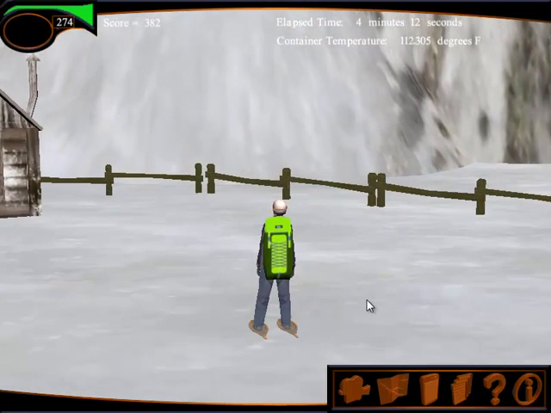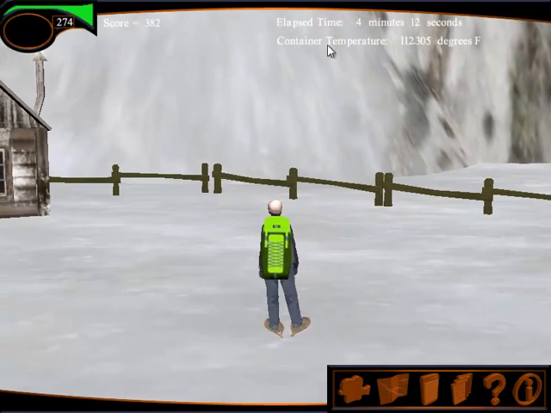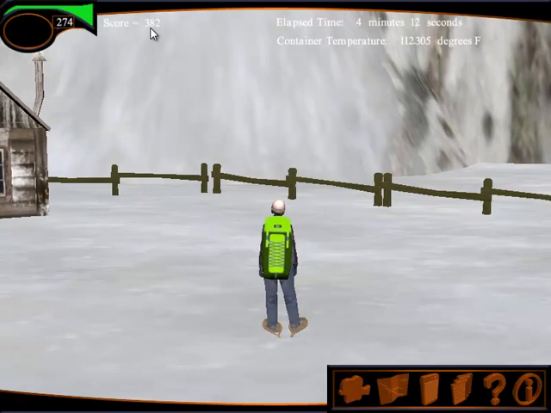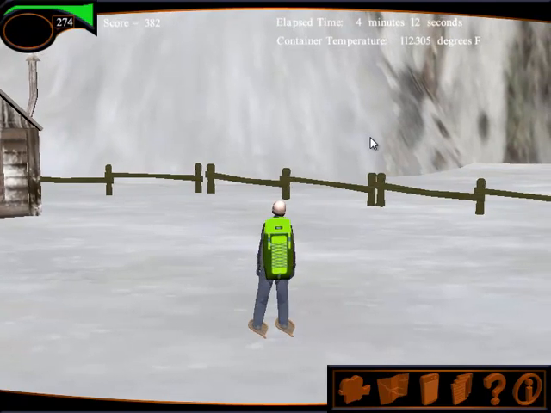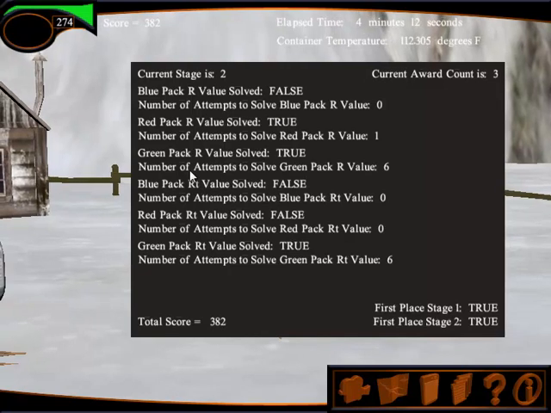There we go. So I can see that it took me 4 minutes and 12 seconds, a time that I'm sure that you'll beat. My total score is 382, and my container temperature is 112.30. So I can look at my notes and I can see that it's telling me I earned 3 awards. There's 3 achievements, mostly based on the fact that I was first for both the first and second stages. And then here's what I did in terms of my performance.